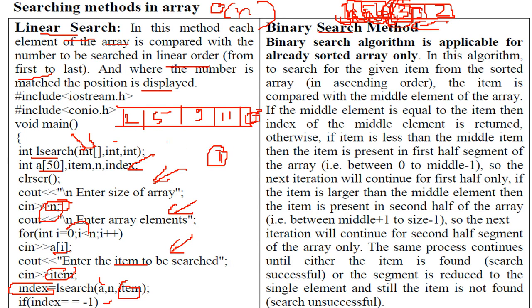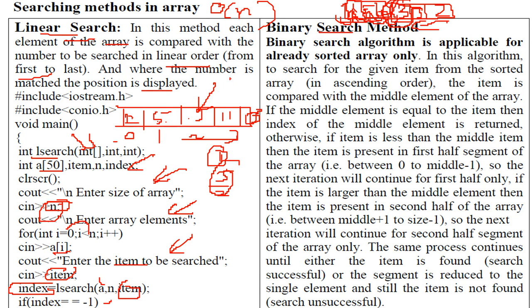Because these numbers are arranged in ascending order, we have to arrange the items in ascending order. This is very essential. Then we start with the center. How many elements are there? 1, 2, 3, 4, 5. So we take 5 by 2, which is 2.5, but integrally it will take 2. So in terms of array, it will be 0, 1, 2. So the search is done here first.